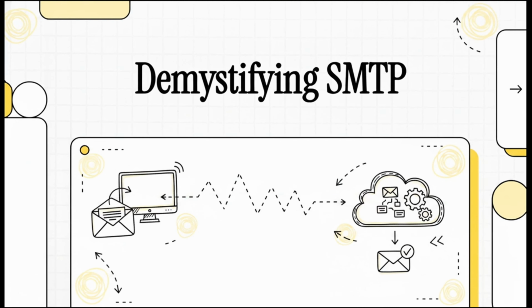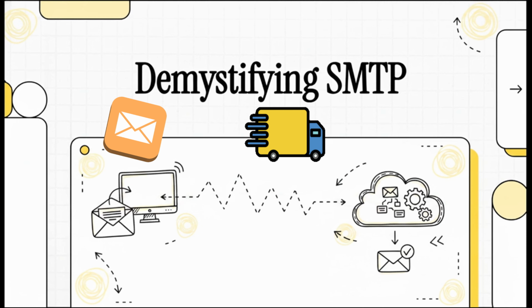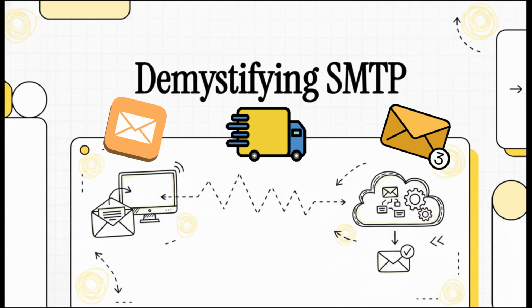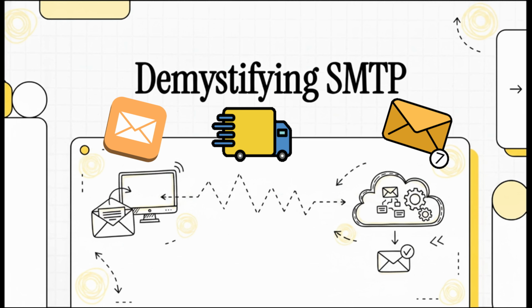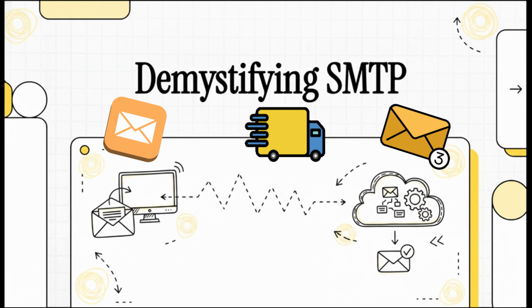Today we're going to demystify the invisible protocols that power, get this, more than 300 billion emails sent globally every single day. I'm really glad you're here because we're unpacking a piece of foundational internet technology that we all use probably dozens of times a day without even giving it a second thought.